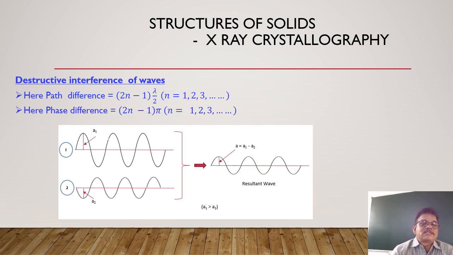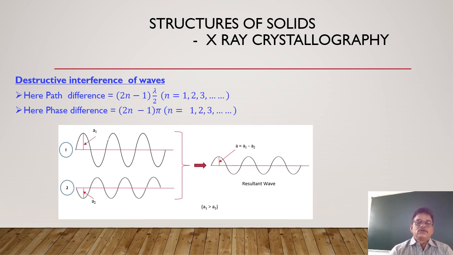Okay, for destructive interference, the path difference should be (2n minus 1) lambda by 2, or the phase difference is (2n minus 1) pi, where n is equal to 1, 2, 3, and so on. Of course, you may take 0 also, but in the textbook, as these are given as 1, 2, 3, I mentioned 1, 2, 3. Of course, you can take the n value as 0 also.